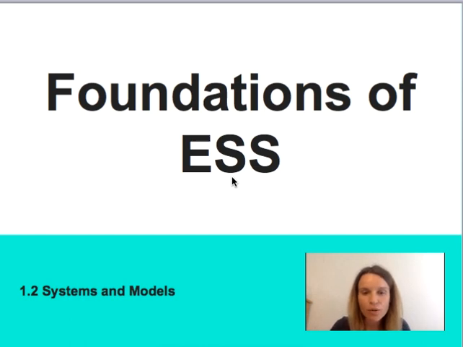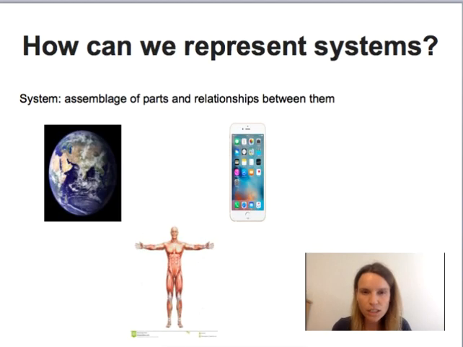In this lesson we are going to talk about systems and models, and both of those concepts are really important in how we interpret scientific data that we're given and how we use information that we have to build our understanding of the world around us. So let's get started. The first thing that we need to do when we talk about systems and models is define what we mean by a system, because a system can mean a lot of different things in science.